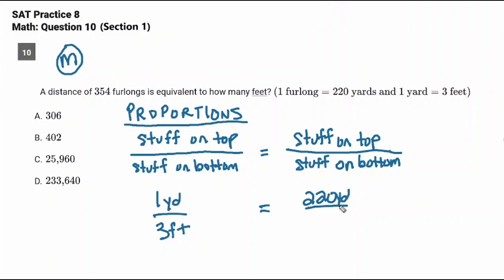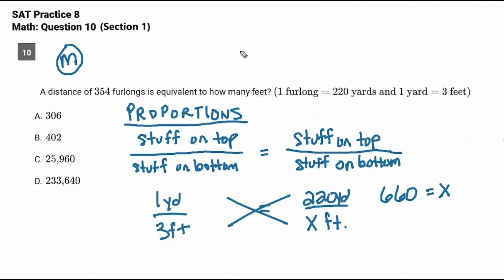What goes on bottom? Feet. Don't know how many feet. But I'm about to find out, because I can just cross multiply. 220 times 3, that's 660 equals x. And what is it? It's feet. So 660 feet is 220 yards, and that's also 1 furlong.